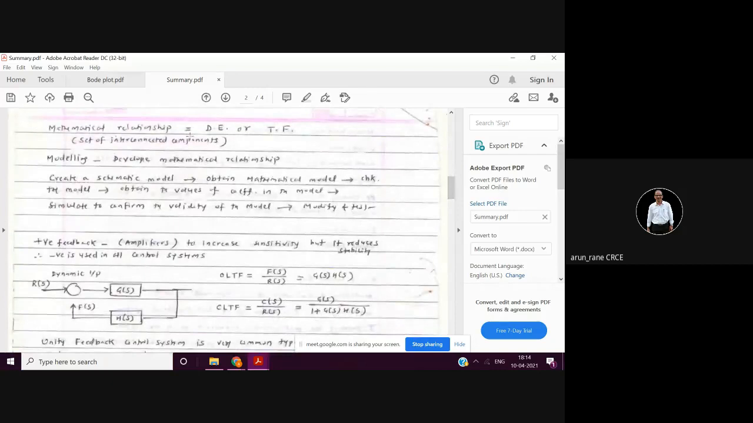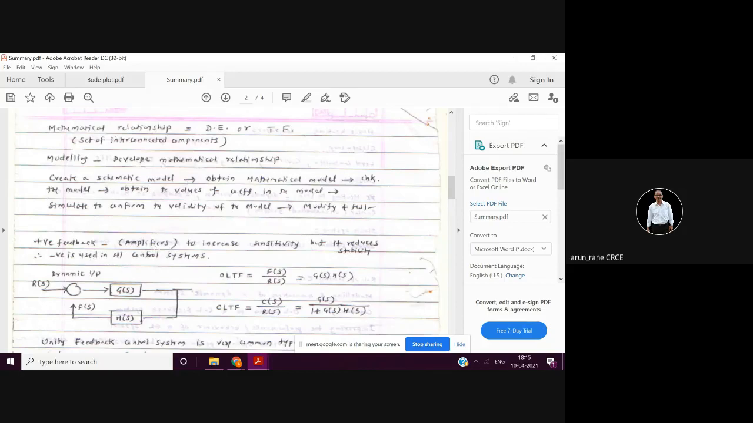Mathematical relationship can be described by differential equation. Modeling is nothing but to develop mathematical relationship. Then you have to first create a schematic model, then obtain the mathematical model, then check the model, obtain the values of coefficients in the model, then simulate to confirm the validity of the model, and test. This is simulation and validation of mathematical model on computer.